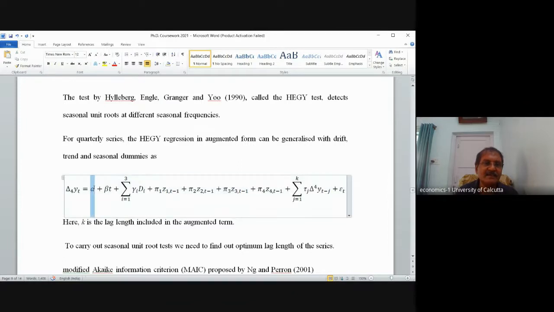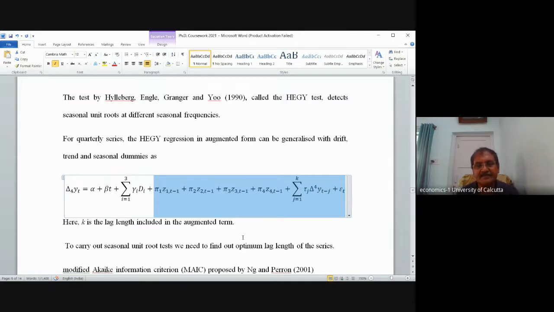So this is the intercept term or the drift parameter. This is the deterministic trend for the longer period for the non-seasonal component. This is seasonal dummies capturing the deterministic component of seasonality. And after that, the term used here captures the stochastic component of seasonality. Now look carefully at the part I have highlighted.